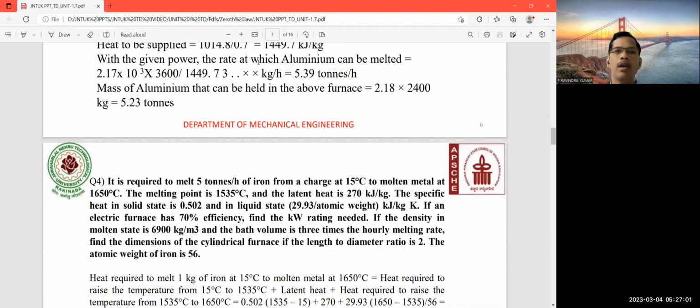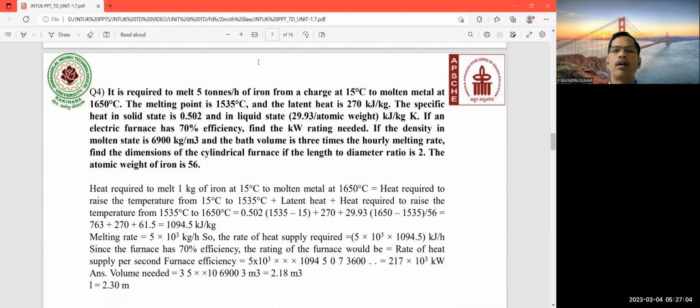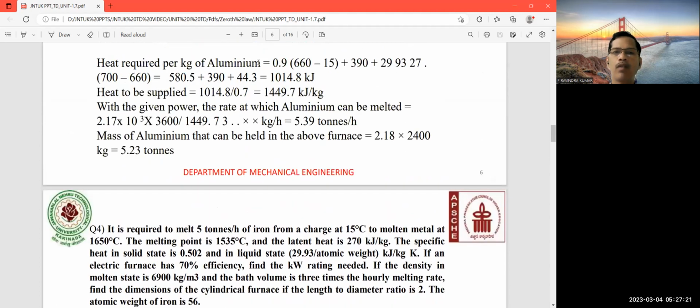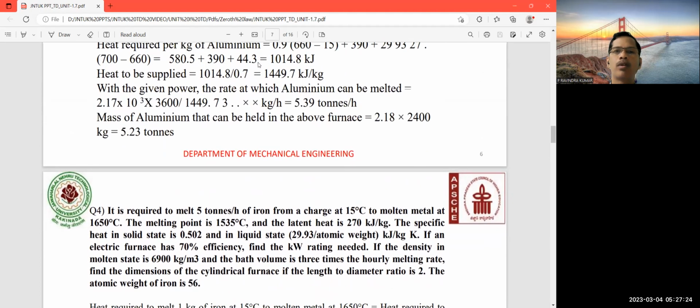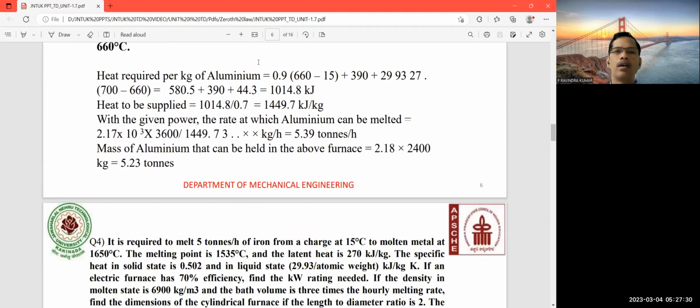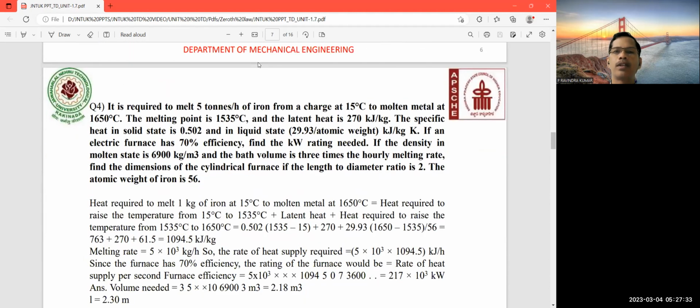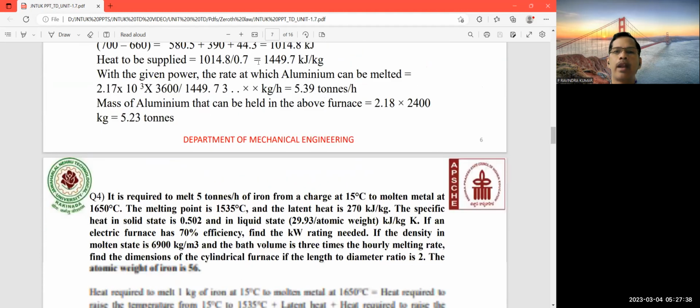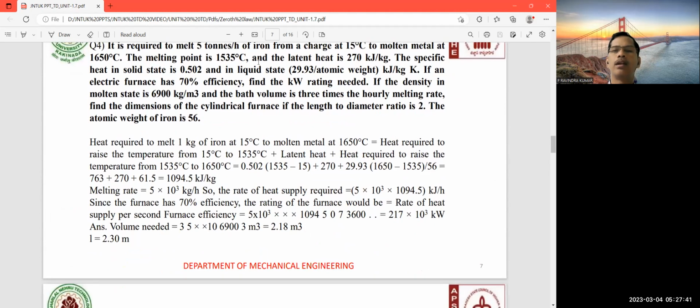Next, there is another problem, that is, heat is required to melt 5 tons per hour of iron from a charge. This particular problem is connected to the previous one. After solving this problem, you can easily solve these three problems. After solving this problem, you can easily solve this particular case. So that is the connection here.